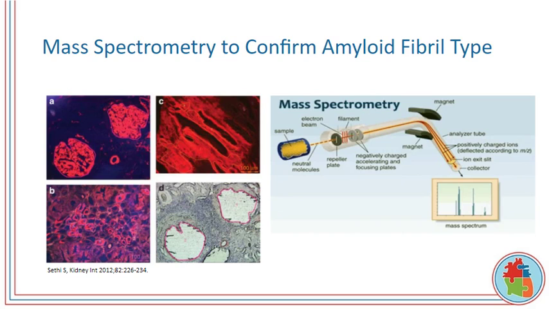which breaks down the amyloid into individual protein components and allows for proteomic identification of the amyloid fibril. This represents the gold standard for typing of amyloid deposits and overcomes the false positives and false negatives that are associated with immunohistochemical techniques.